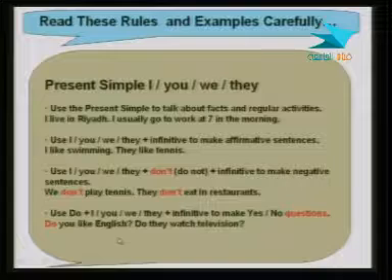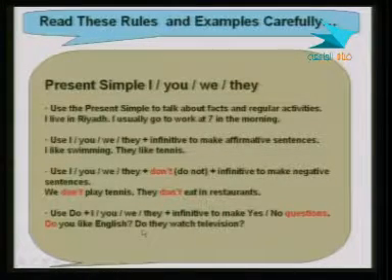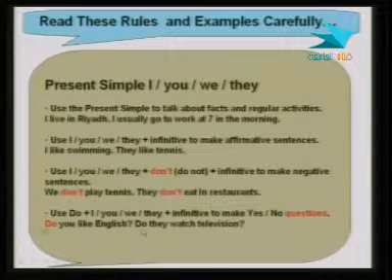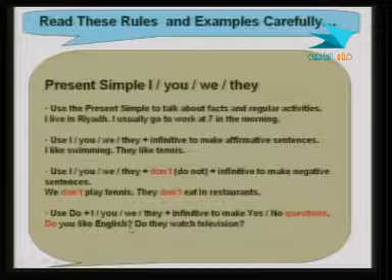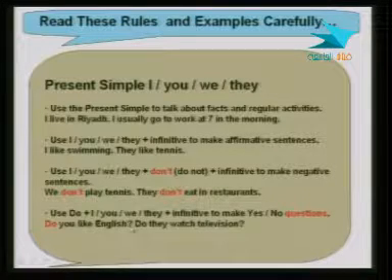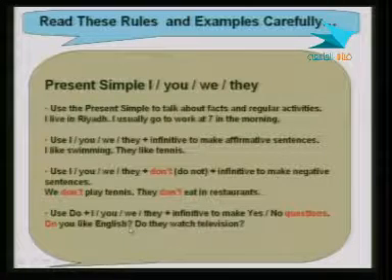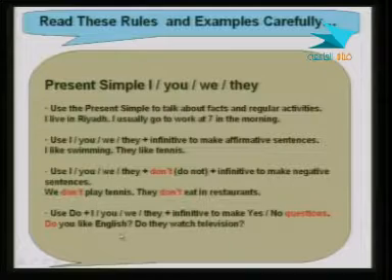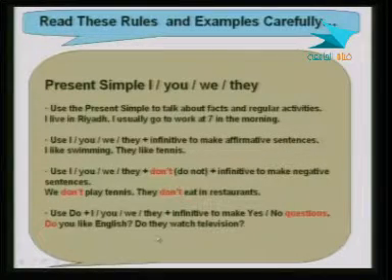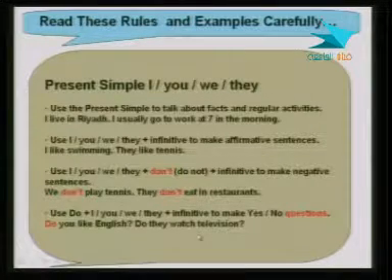Notice here do and here also do. It's in red. This one should be also in red, but anyway. So you start with do to make yes, no questions, and you end the question with a question mark. Do they like English? Do they watch television? These are two questions.